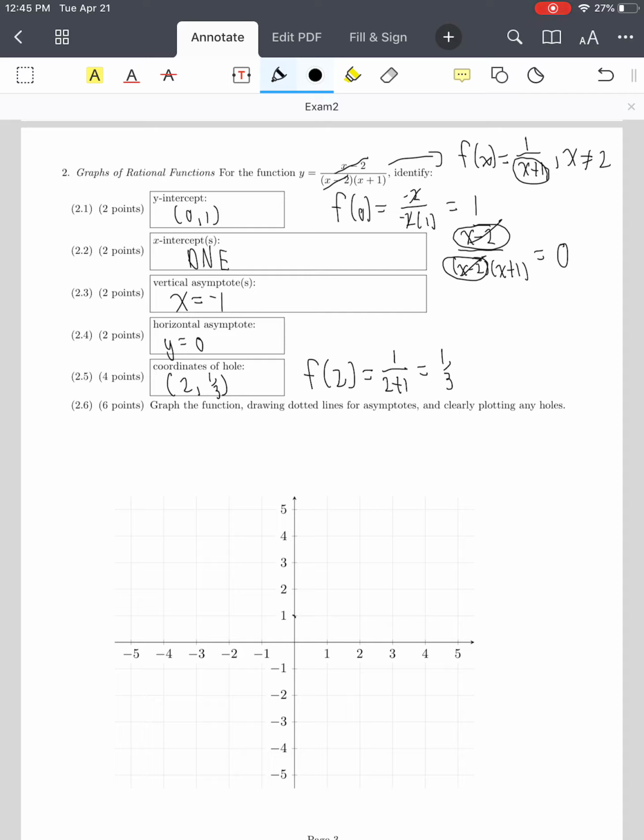Now to graph it, we just gotta put everything on the graph for now. So y-intercept is 0, 1. There is a hole at 2, 1/3. There's a vertical asymptote at x equals -1. There's a horizontal asymptote, y equals 0.